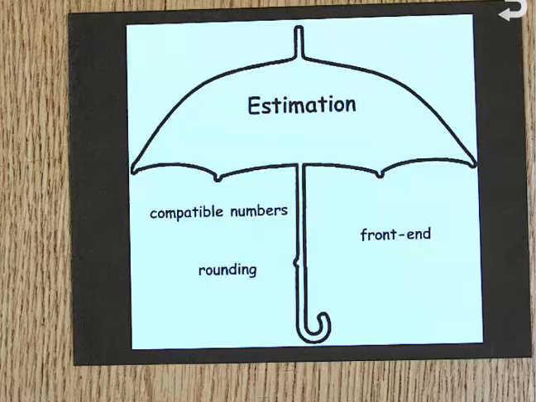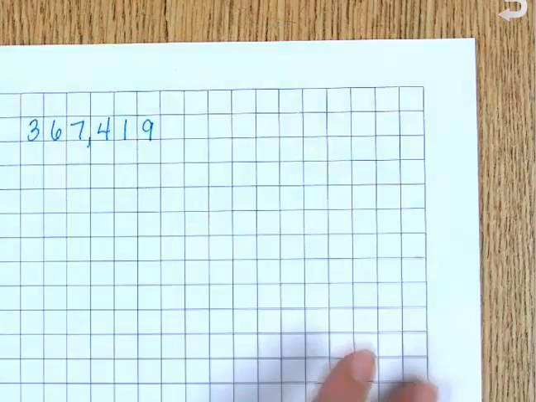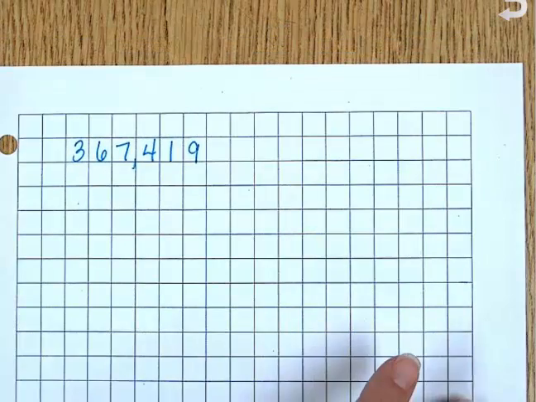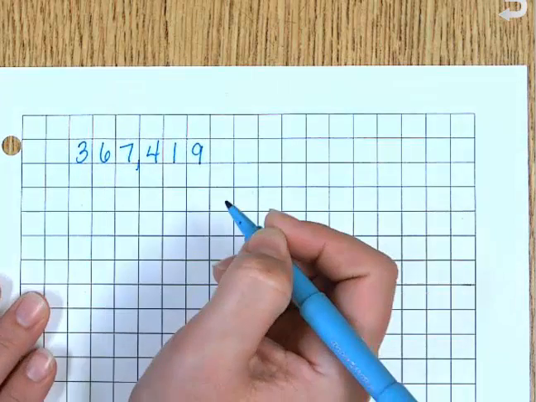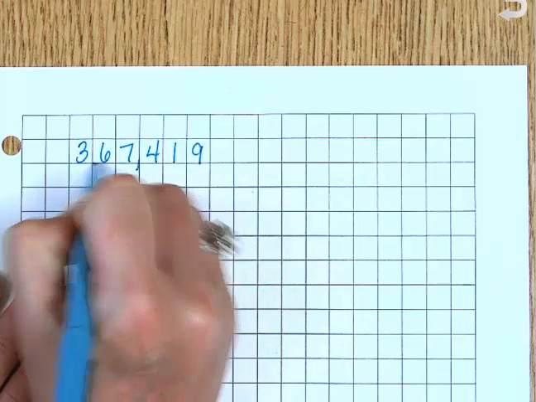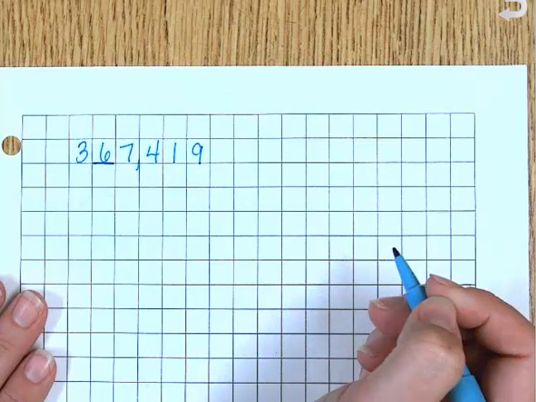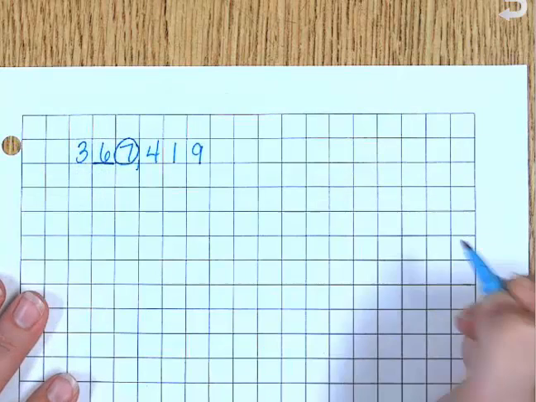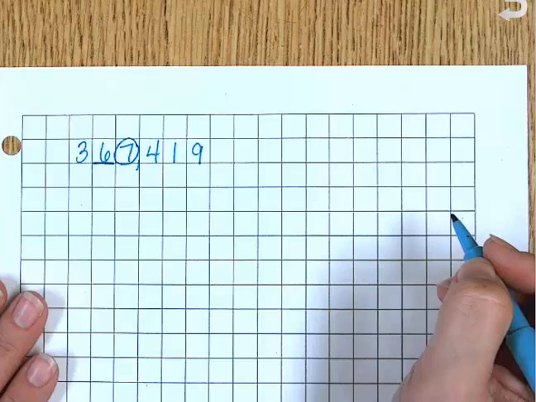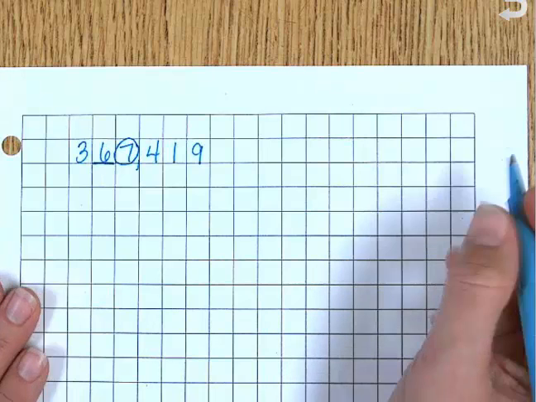So the next thing we're going to talk about with estimation is rounding. Rounding does have a set of specific rules to follow, and there is a right or wrong answer. In the number 367,419, we want to round this number to the nearest 10,000. So I'm going to underline my digit 6 in the 10,000s place. I'm also going to circle the place next to the place that I'm rounding. That is the 7 in the thousands place.